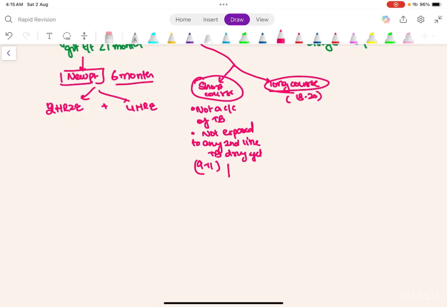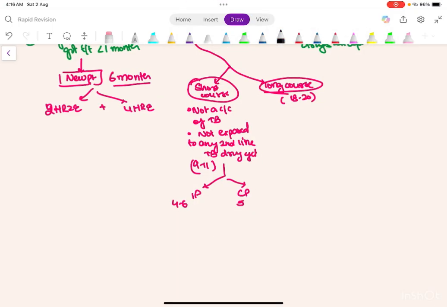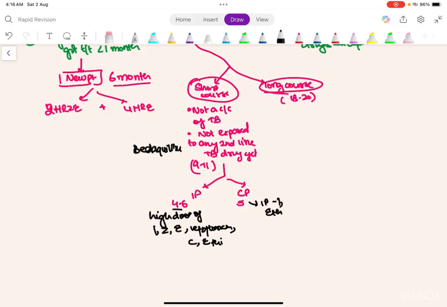Now in this you have to remember you have an intensive phase and a continuous phase. So intensive phase is 4 to 6 months and this is 5 months. Now here basically the drug that is mostly used is bedaquiline. Okay, so you have to remember bedaquiline. Now in this we give high dose isoniazid, pyrazinamide, ethambutol, levofloxacin, clofazimine and ethionamide. In continuous, it is same as IP, but you are removing high dose isoniazid and ethionamide. Okay, so you can write E, so ethionamide.